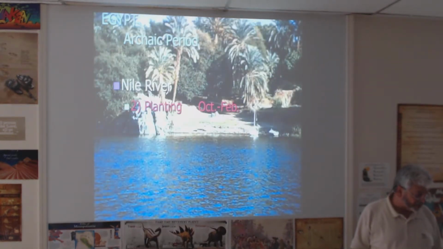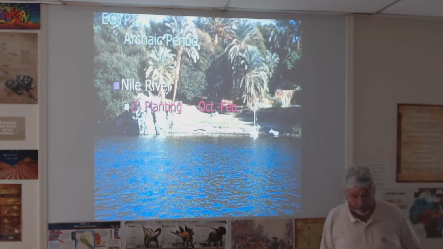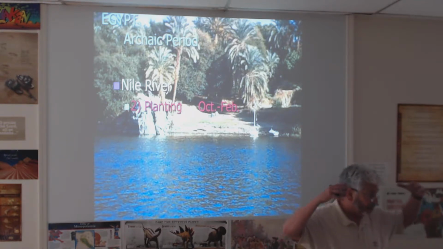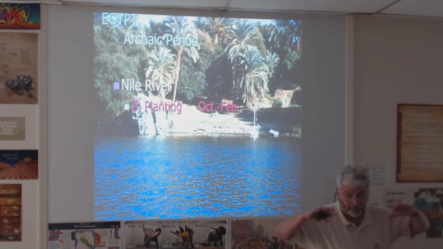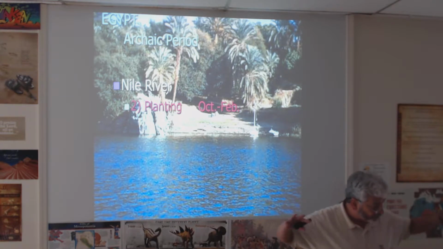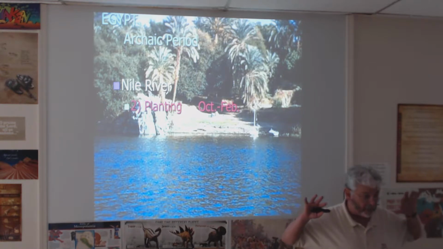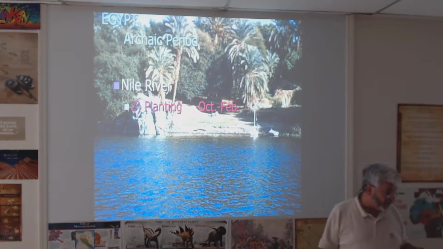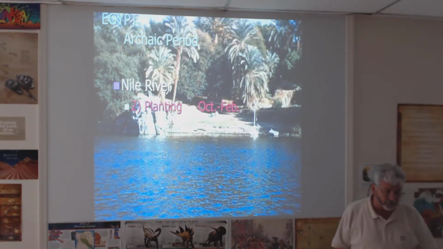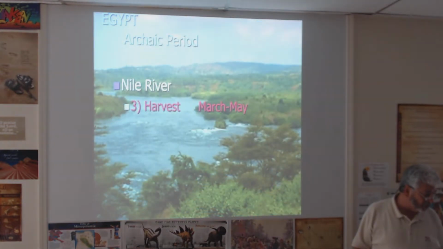So the next season is planting season, and that's from October to February. So after the flood waters go down, then they can plant. By the way, the flood waters would bring fresh topsoil filled with minerals from the mountains down to the area of Egypt, and then when the flood waters receded, they left all that nice new topsoil. So it gave them a good opportunity to plant and to grow good crops. All right, then once you have planted, what's the next season you want to look forward to? Harvesting, and that's from March through May.